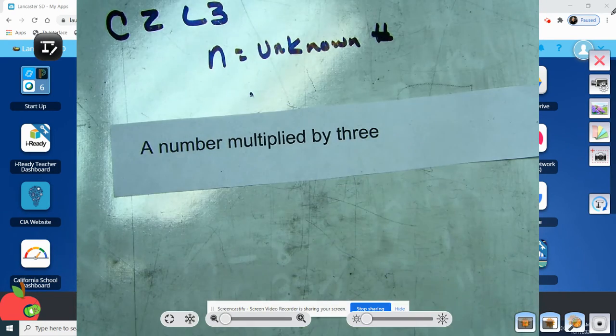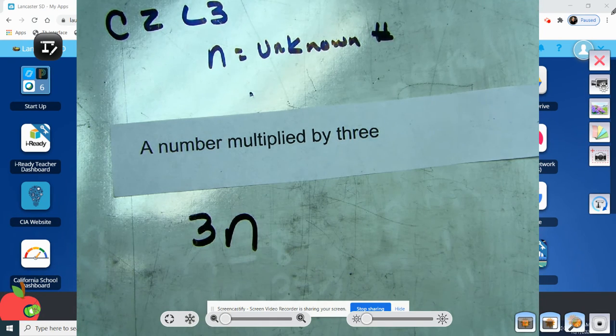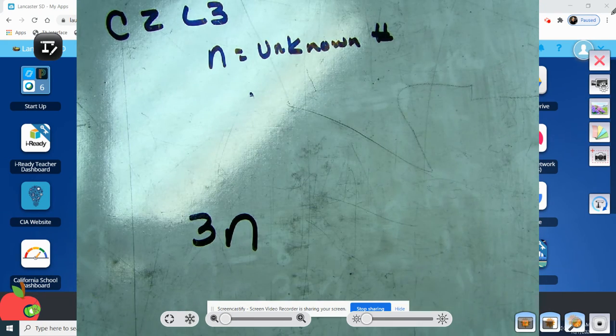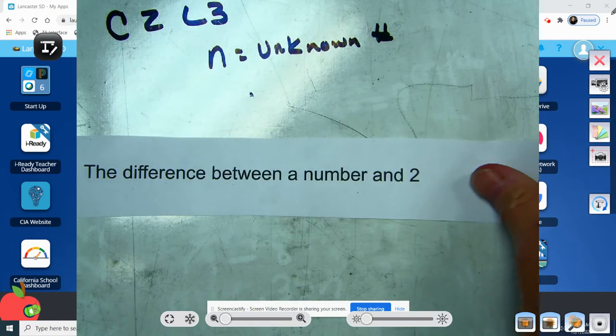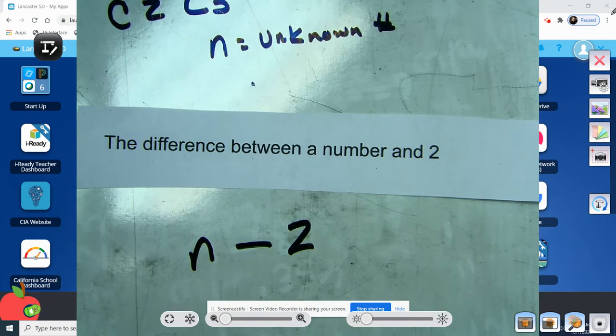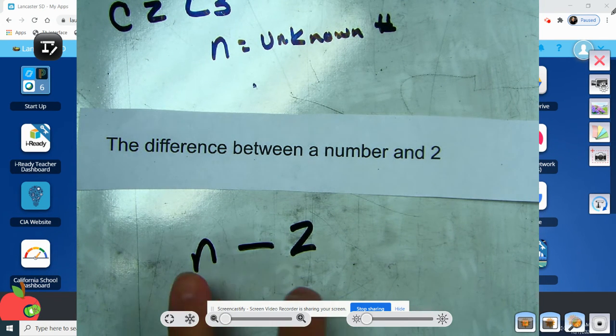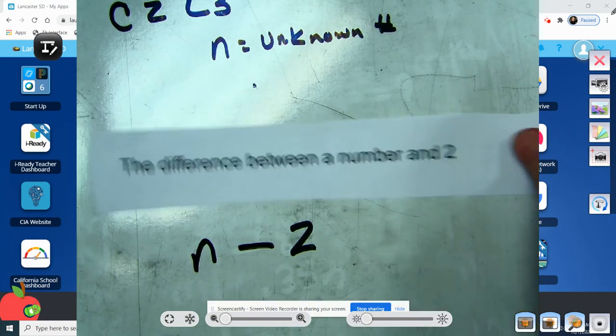A number multiplied by 3. The difference between a number and 2. Difference means subtract. We're subtracting 2 from a number.